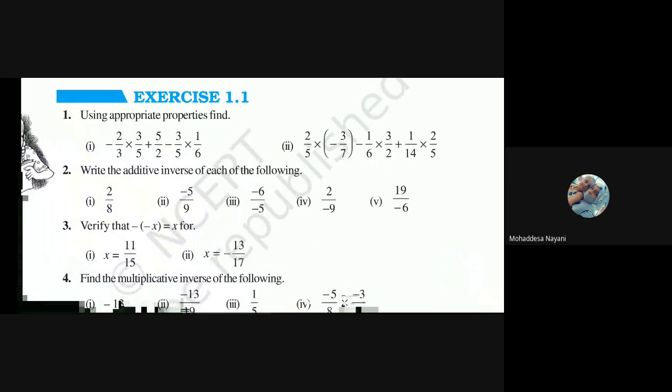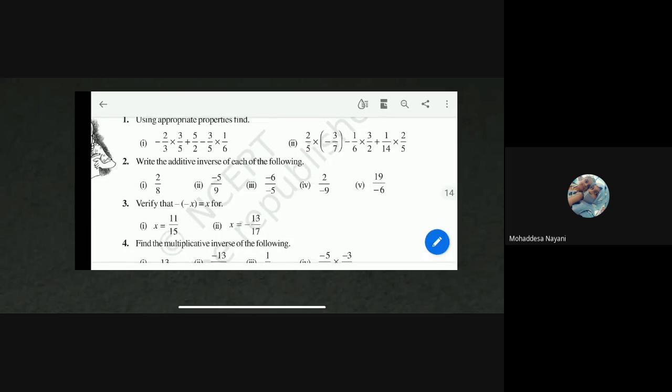Okay. Now you can see question number 2. Write the additive inverse of each of the following. Okay, please remember the theory. What is the meaning of additive inverse? Additive inverse means we are changing the sign from positive to negative and negative to positive. So you can see there are 5 questions.